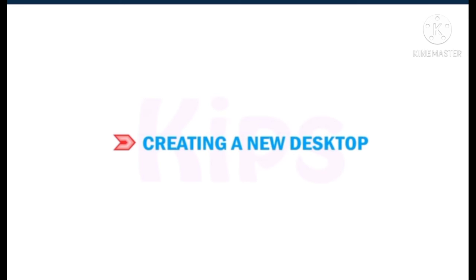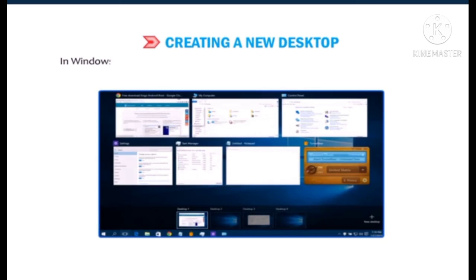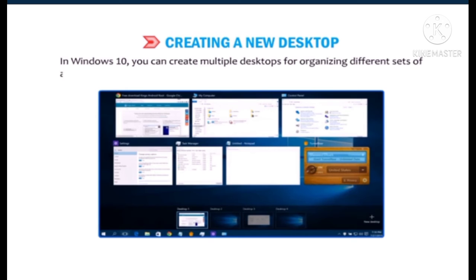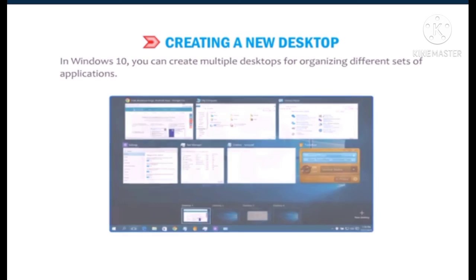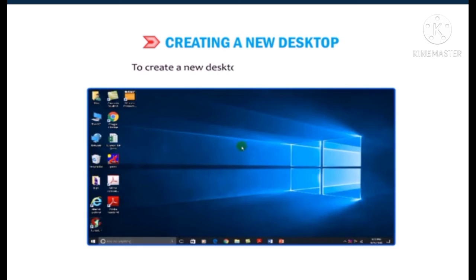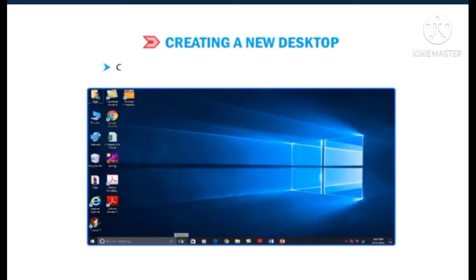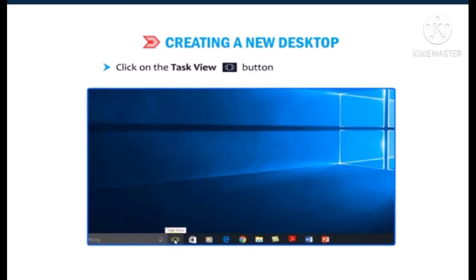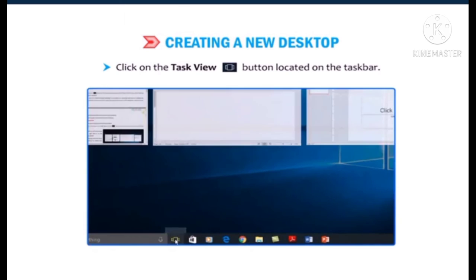Creating a new desktop. In Windows 10, you can create multiple desktops for organizing different sets of applications. To create a new desktop, follow the given steps. Click on the Task View button, located on the taskbar.